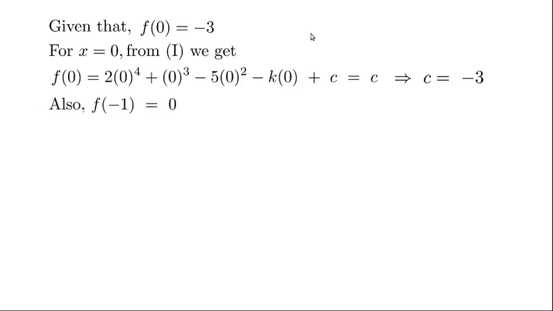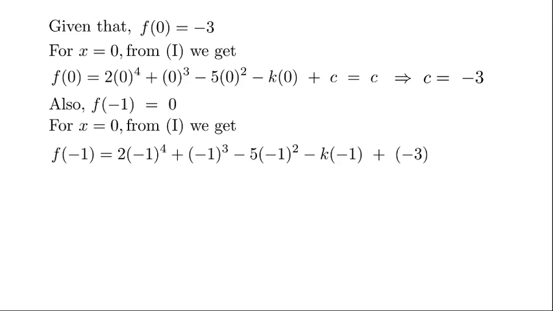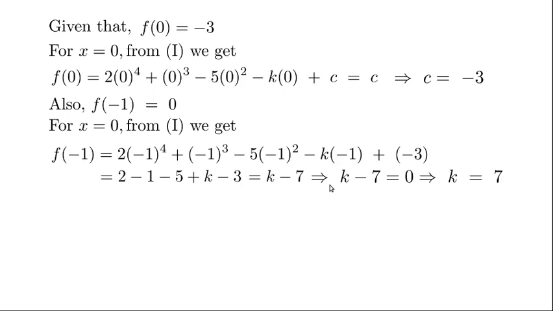Similarly, we are also given that f of minus 1 is 0, and we put x equal to minus 1 in equation 1. That gives 2 into minus 1 whole raised to 4 plus minus 1 whole cube minus 5 into minus 1 whole square minus k into minus 1 plus minus 3. This is the value of c. On simplification, we get f of minus 1 equal to k minus 7. But we are given that f of minus 1 is 0. Therefore, k minus 7 is equal to 0. That implies k equal to 7.